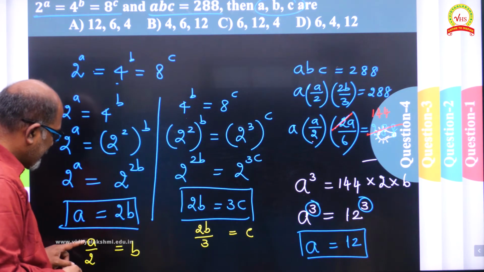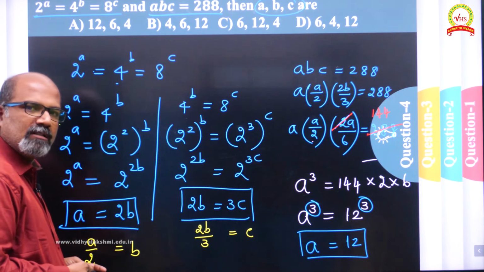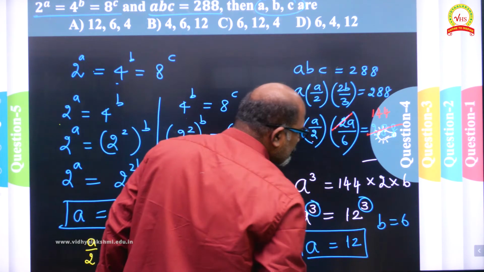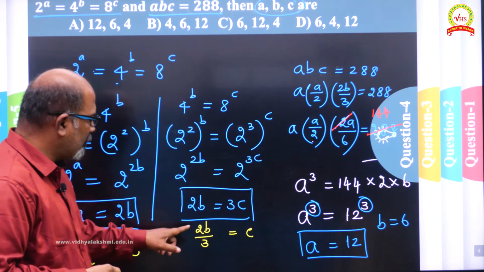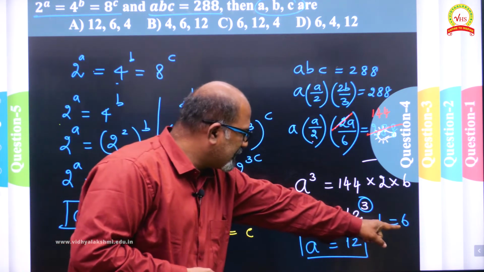So when you substitute 12 here, what will you have? 12 by 2 is 6. So the value of B we are getting is 6. Next, if you want to find the value of C, we have to substitute the value of B here. So we have to substitute this 6 here.